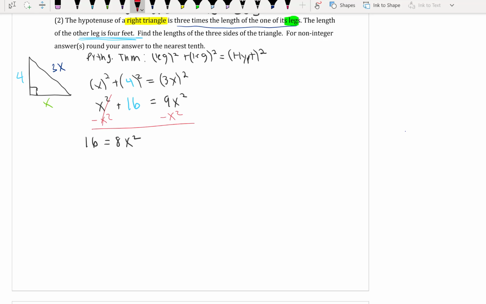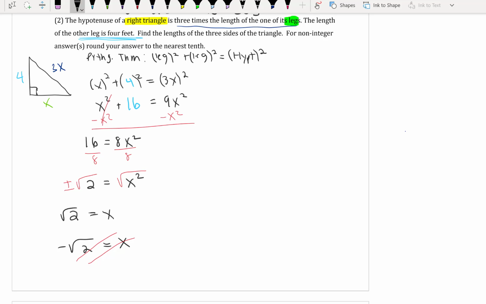So to get the x squared isolated, I'm going to divide both sides by 8. So 16 divided by 8 is equal to 2. And now I can square root to get rid of that square. So now I have that square root of 2 is equal to x, and the negative square root of 2 is equal to x. But remember what I said before, it's measurement. Since I'm measuring, right, it's a length. So it cannot be negative.